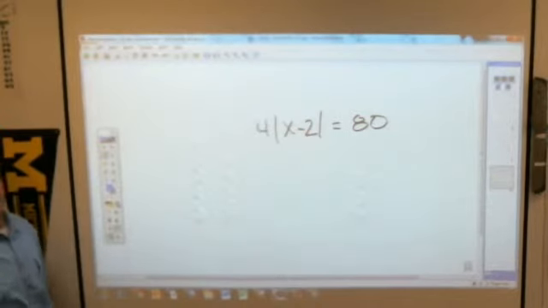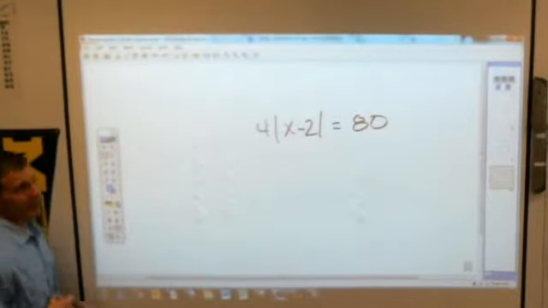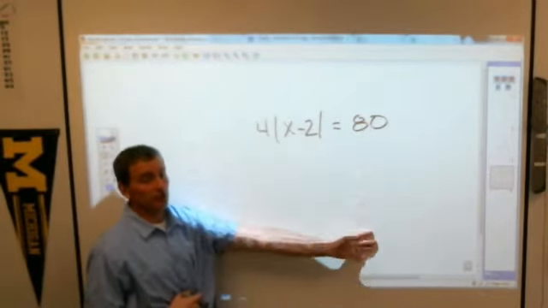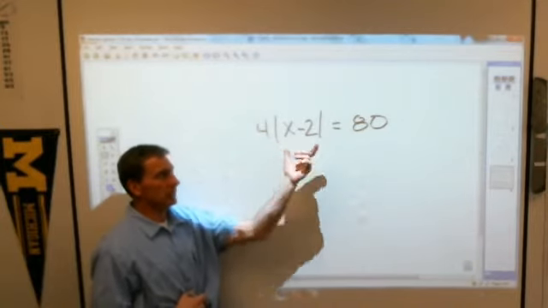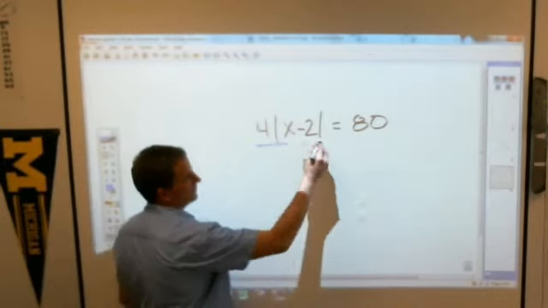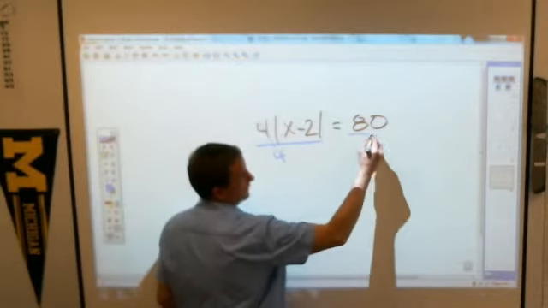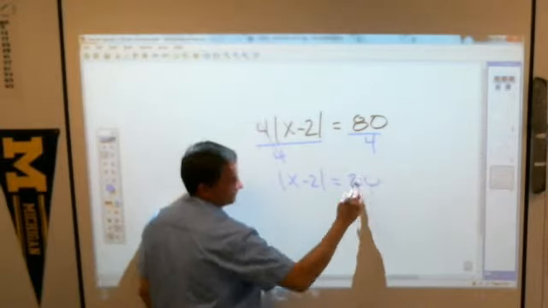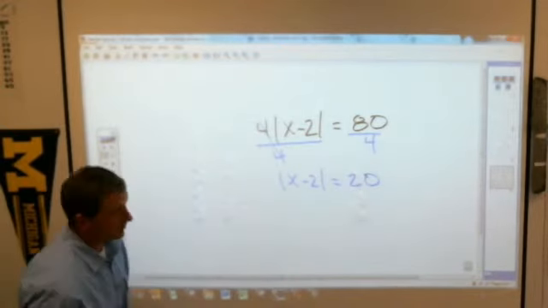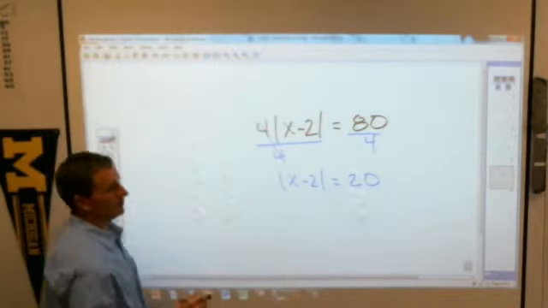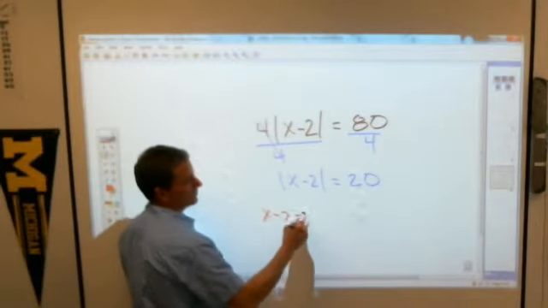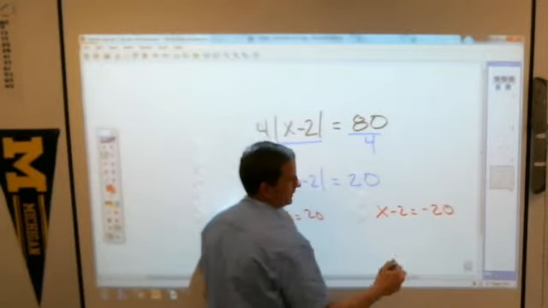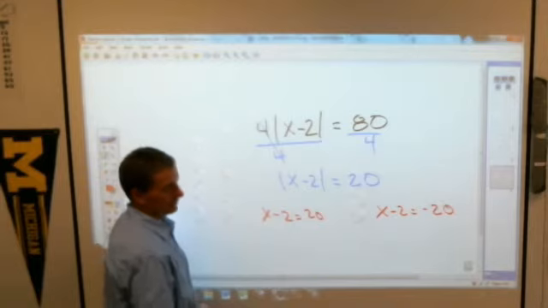Step number 1 is to isolate the absolute value. So that means my first step here is I have to get rid of this. Before you change this to a negative 80 and solve 2 equations, you have to get rid of this first. You want this all by itself. So you do it just like normal. You divide by 4. Divide by 4. So now the absolute value of x minus 2 is 20. Then once you have it isolated, that's when you separate into 2 problems. You get x minus 2 equals what it is here, and you get x minus 2 equals a negative 20. Both positive and negative.